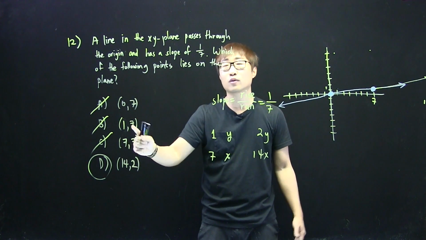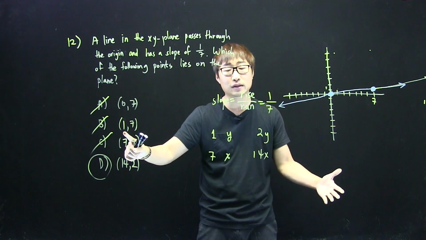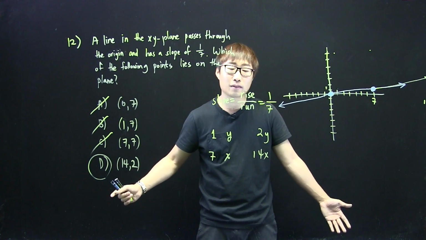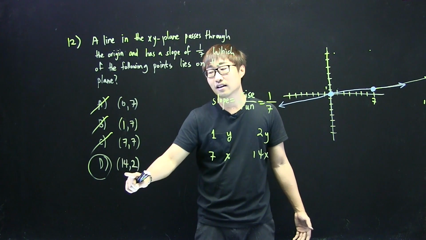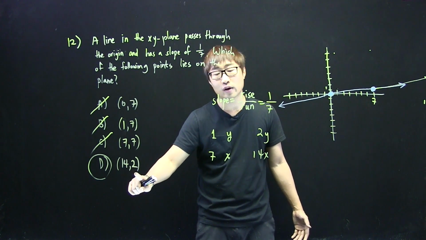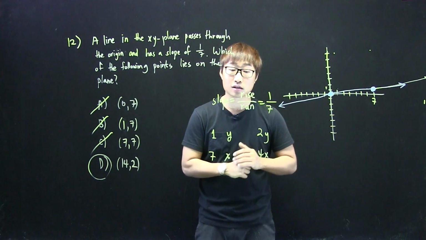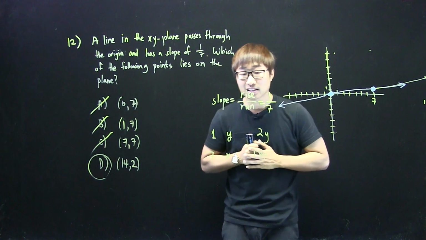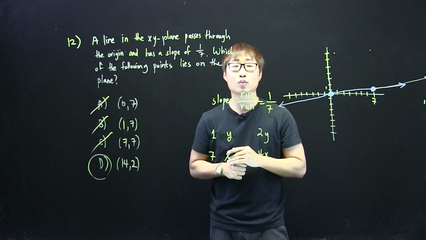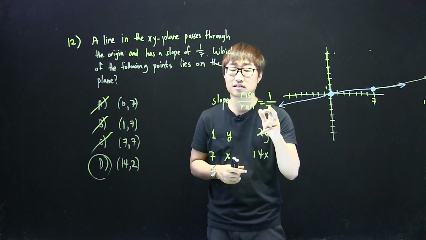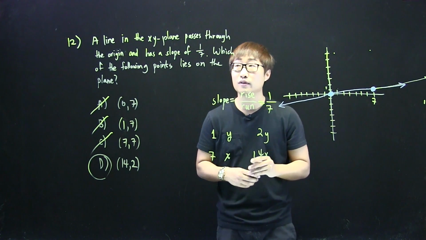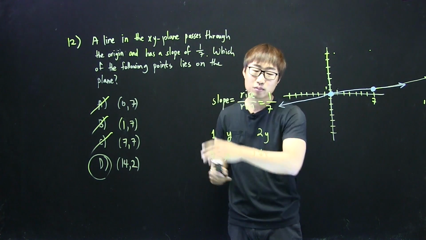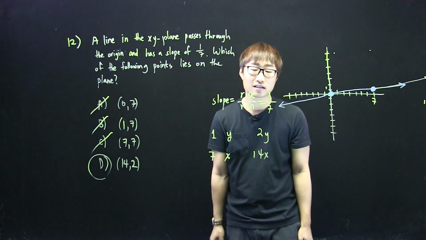Out. 1 and 7, once again, x has to be considerably bigger than the y. B's out. 7 and 7, once again, that's not bigger. They're the same. Look at D. 14 and 2. X is 14 and y is 2. X is considerably bigger than the y, which is the only choice that actually makes sense. Looking at that, the slope is 1/7. Rise is 1, run is 7. So please, the next time you look at a problem like this, don't draw the whole graph. If you understand this principle, you can answer this question in 2 seconds.